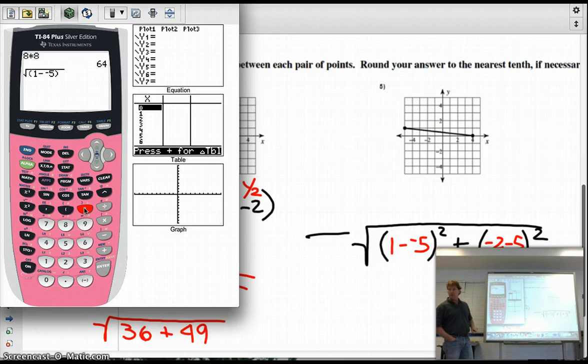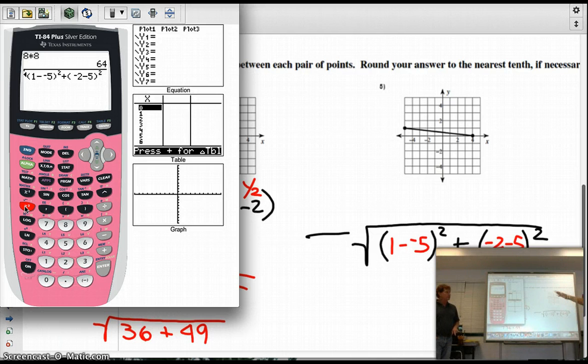Then squared. Look at it. It's looking exactly like what Miss Somerville has written for us. It's beautiful. Okay. Then a plus. Then a parenthesis. Then a -2. Minus 5. Parenthesis. Everything squared. And there it is. It looks exactly like what she wrote.